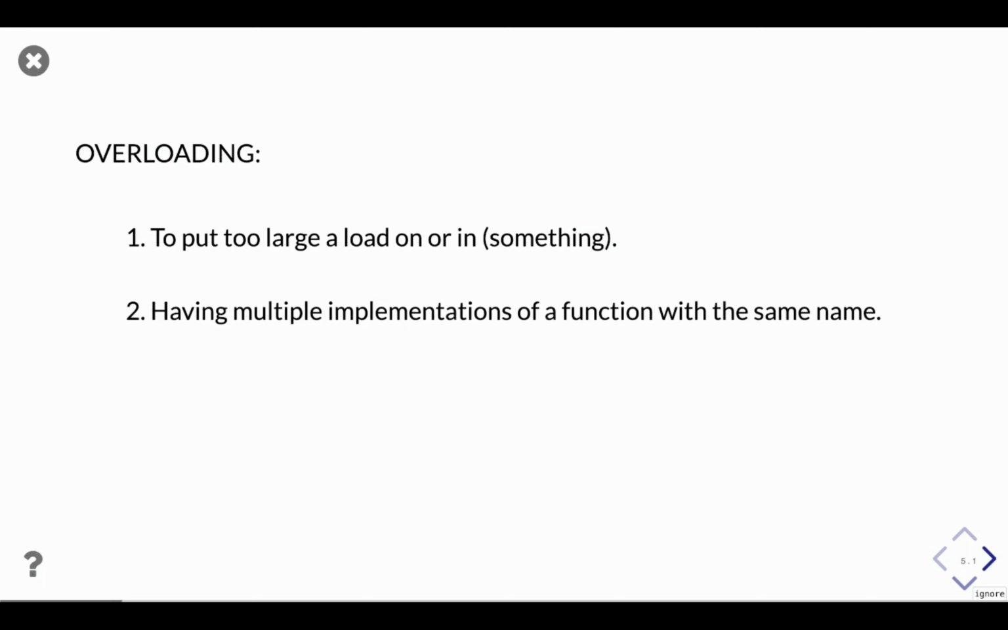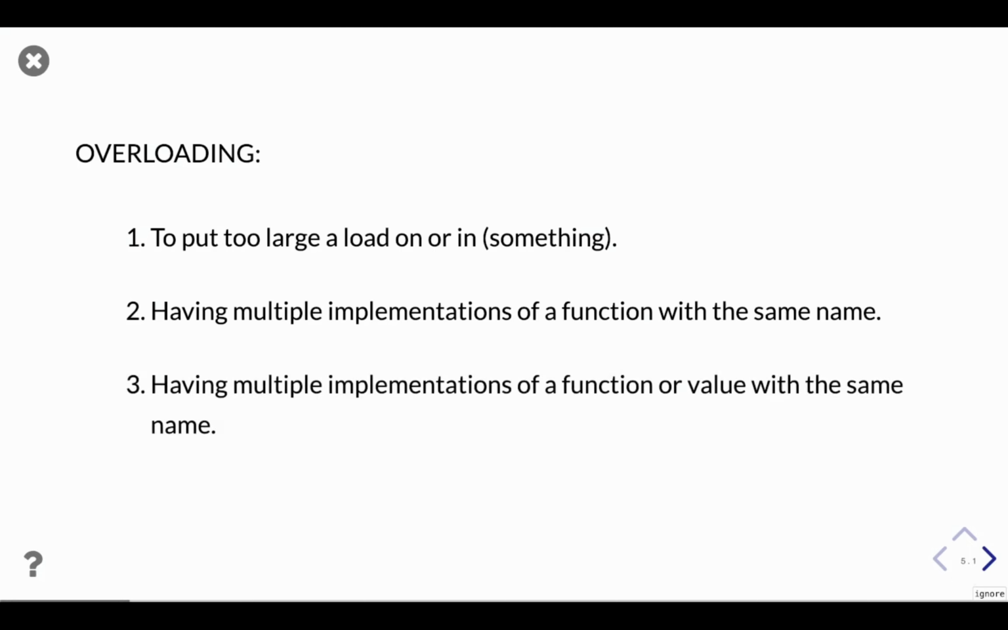How this works in practice depends on the language. For example, some languages, like JavaScript, don't support overloading, so you cannot do it. And in others, like C++, you can create multiple functions with the same name, and the compiler will choose which definition to use based on the types of the arguments. In Haskell, overloading means having multiple implementations of a function or value with the same name.